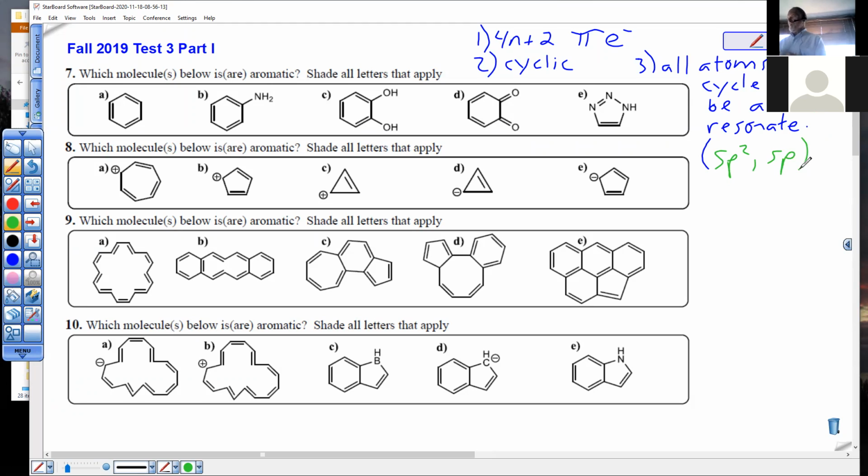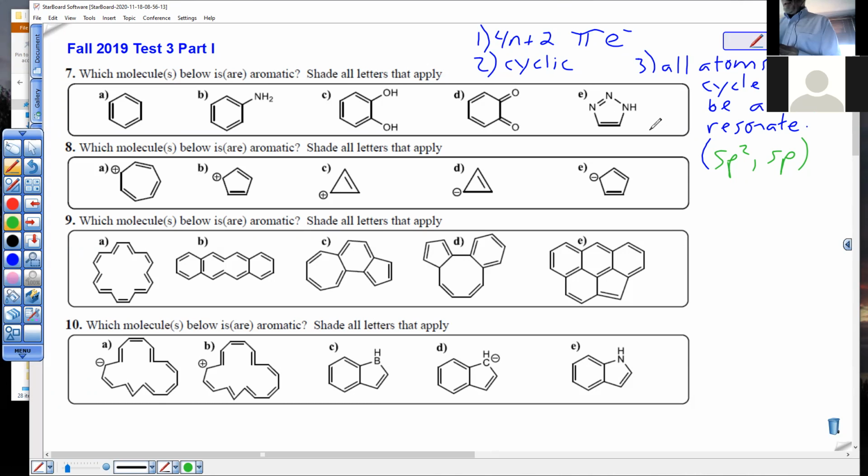And do you remember that even if you have a lone pair that normally wants to live in a hybrid orbital, you can rehybridize that rather easily into a p orbital so that you can satisfy number 3, if that lone pair is necessary for resonance. You just have to ask yourself, do I need the lone pair for resonance? I'll skip to E since we're on the subject.